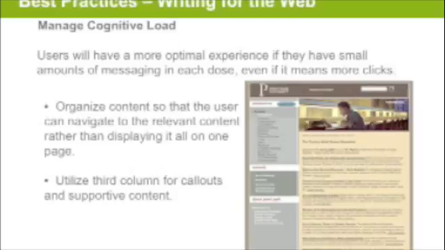So there are ways to organize the content so the user can navigate to the relevant content rather than displaying it on one page. We just did a screen grab. This page has a lot of great information, but it's all on one page, and so there's ways that we can just organize that. So it's on a couple of different pages. It's okay to have more than one page.